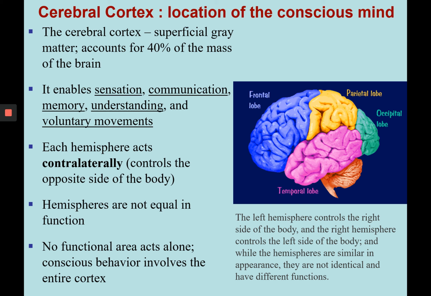But even though the hemispheres are acting contralaterally, they can communicate via the corpus callosum, that white matter band that connects the two hemispheres. So the hemispheres are not going to be equal in function, but neither one works alone. So no functional area acts alone. Conscious behavior is going to involve the entire cerebral cortex, or all of that superficial brain matter located on both the left and right hemispheres.